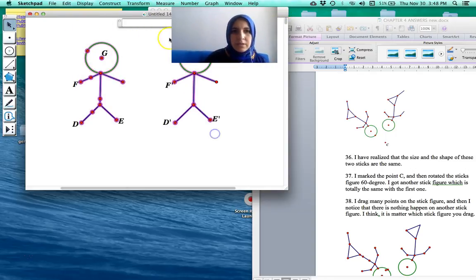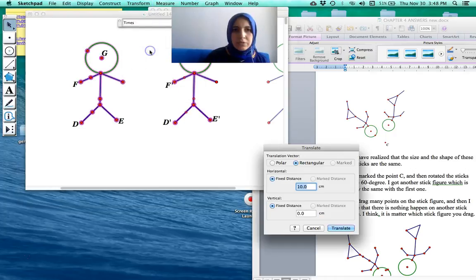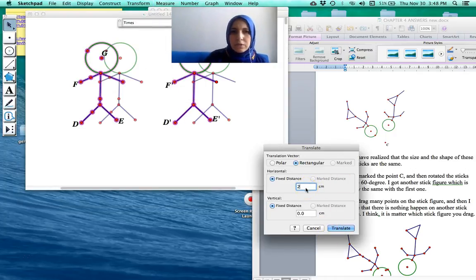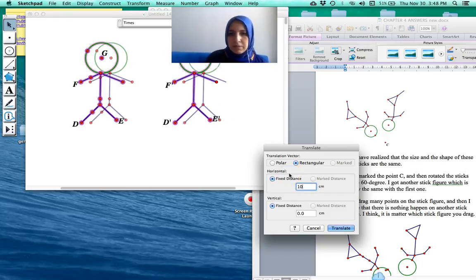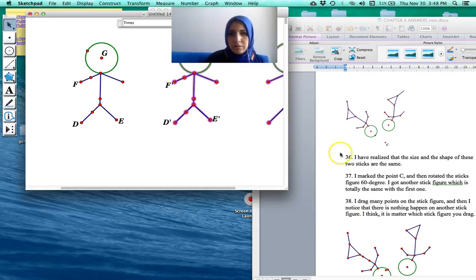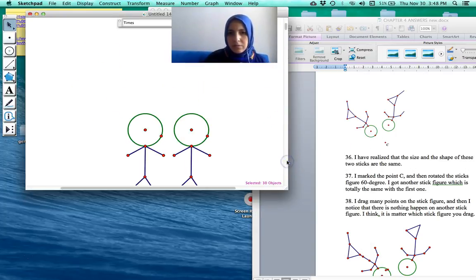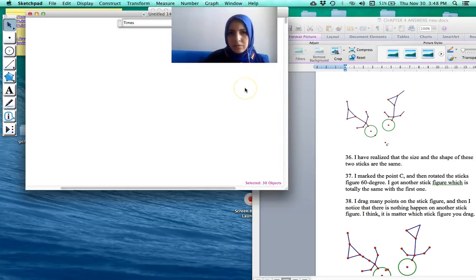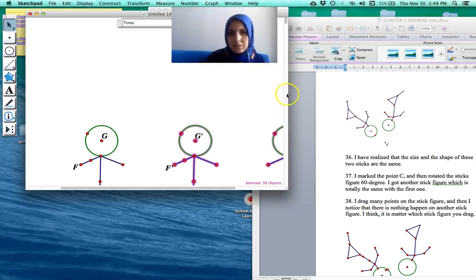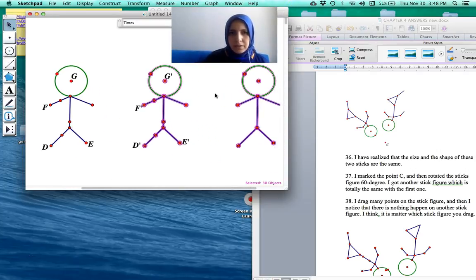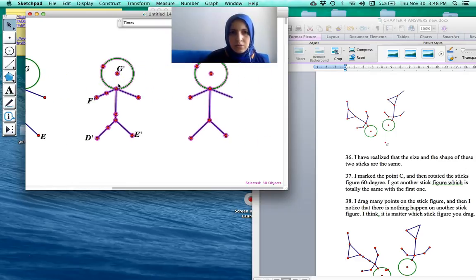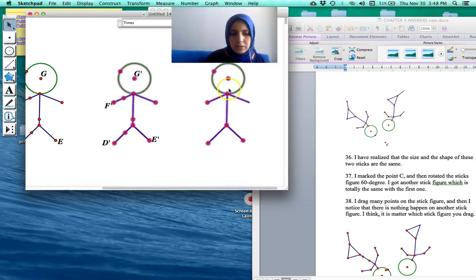Look at this one, and I go to transform. And I can put the distance. Anyway, 10 is better. And there's a chorus line. This is the second, this is the third one.